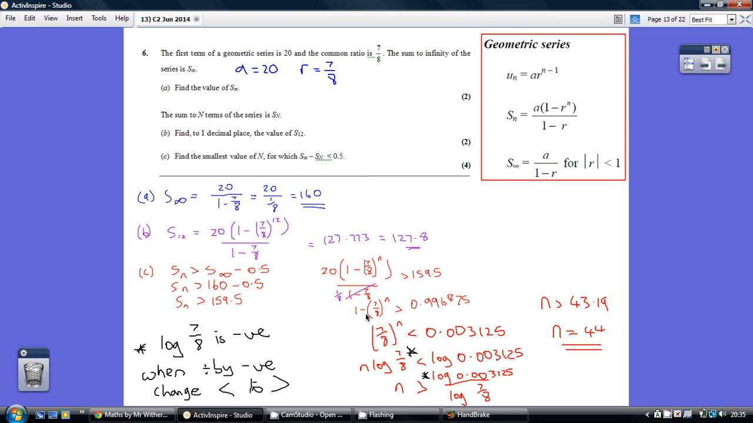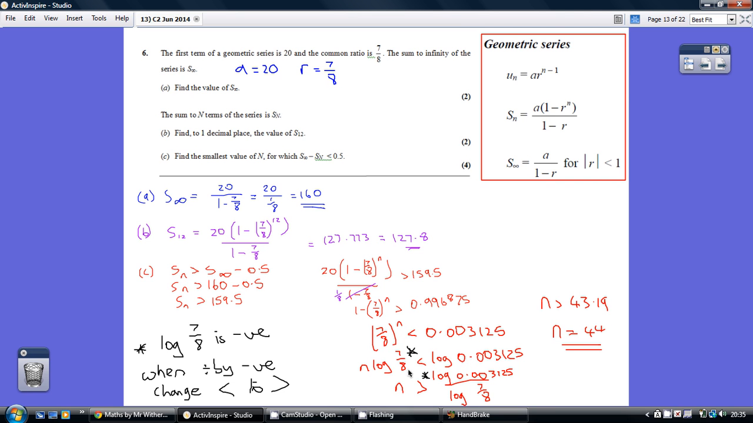So substituting in, we get this, and working our way through, we get to this. At this point, be careful, we're adding 7/8 to the power of n to both sides and taking away this. So that's why we have the sign change here, because we're basically swapping over sides. Now, I've introduced logs at this point, so n log 7/8 equals log 0.003125.